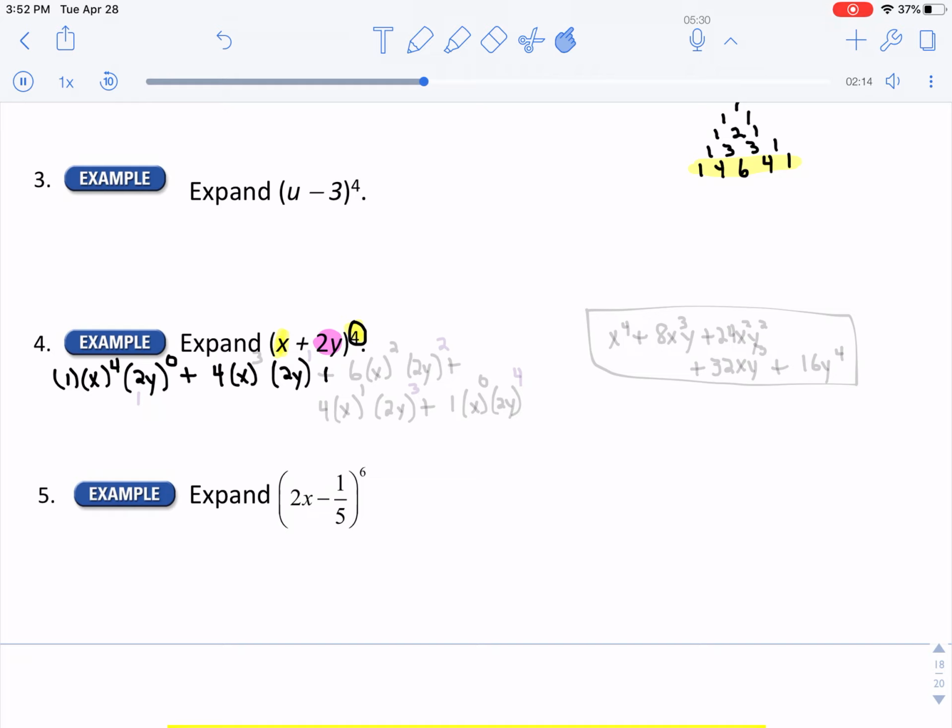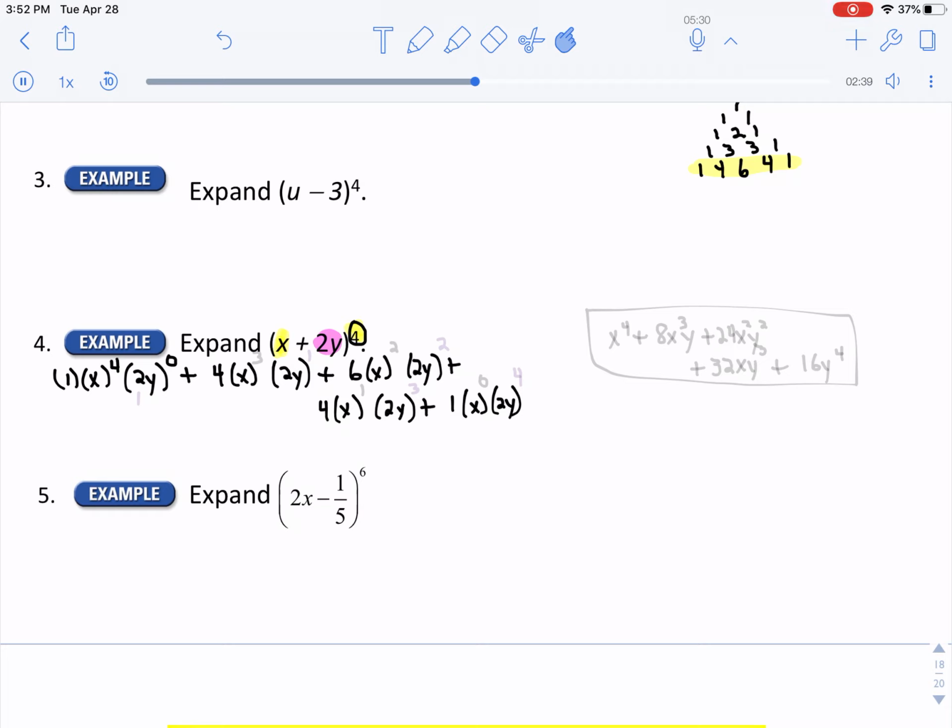All right, then I need plus, and the number off of Pascal's triangle, which is 6 times x, and then 2y. Plus, next number on Pascal's triangle is a 4, and then I need my x and my 2y. Plus, and the last number on Pascal's triangle is a 1 times my x and my 2y.